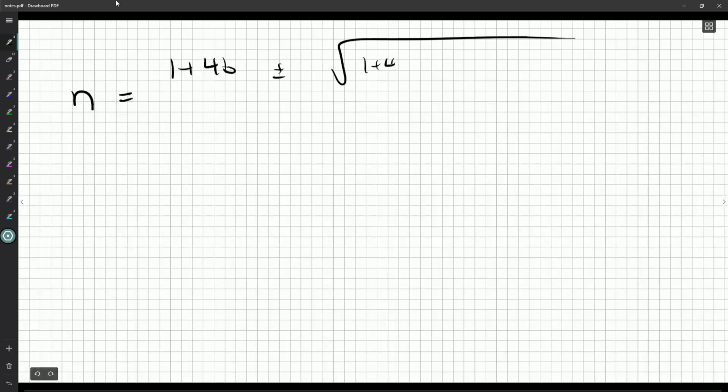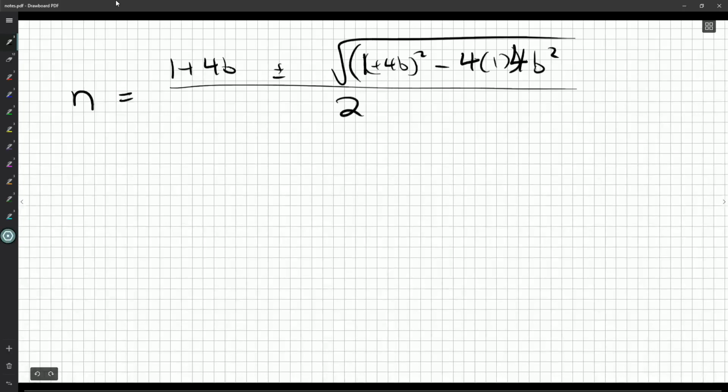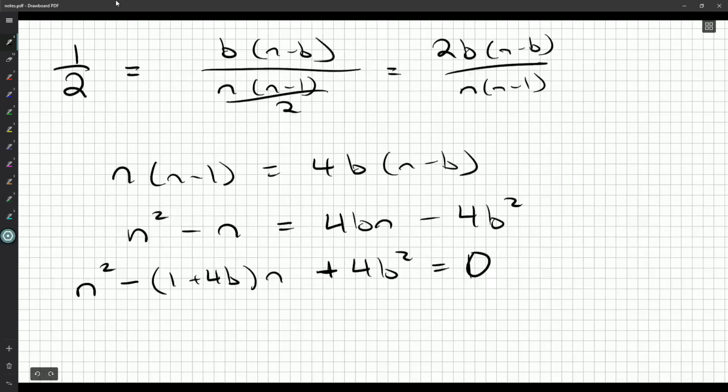So n needs to be equal to negative b, and now I probably shouldn't have used b for the barn sheep, plus or minus the square root of b squared minus 4ac, all over 2a, but just 2. Alright, did I get that right? Yes.